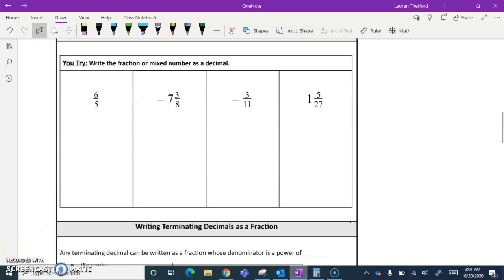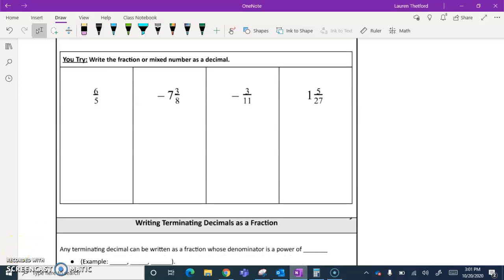Let's go over our fractions. So our 6 is our numerator that goes on the inside, and then on the outside goes our denominator. So 5 goes into 6 one time, and 1 times 5 is 5. I'm going to subtract these and I get 1.